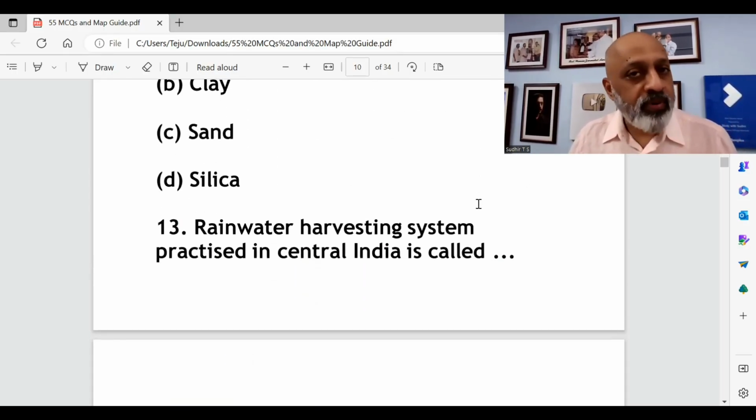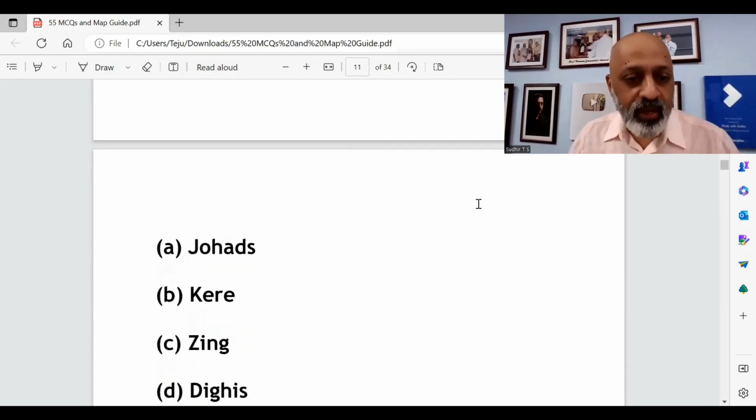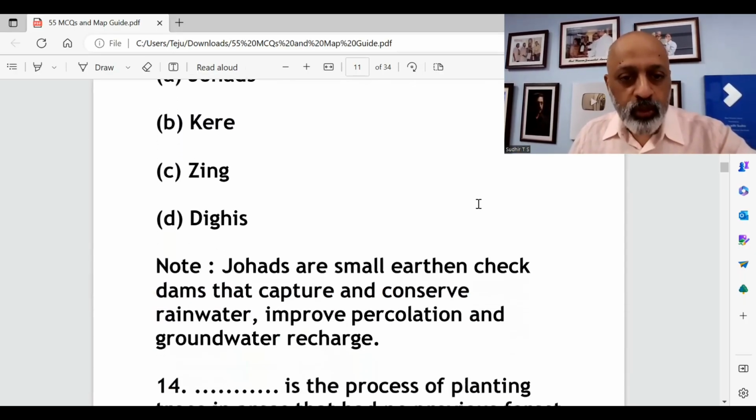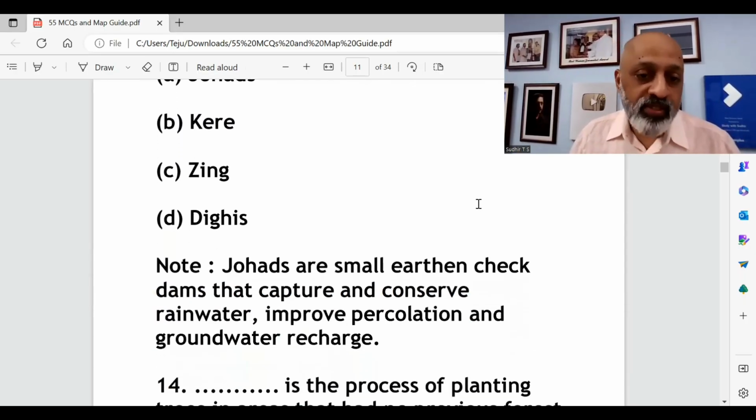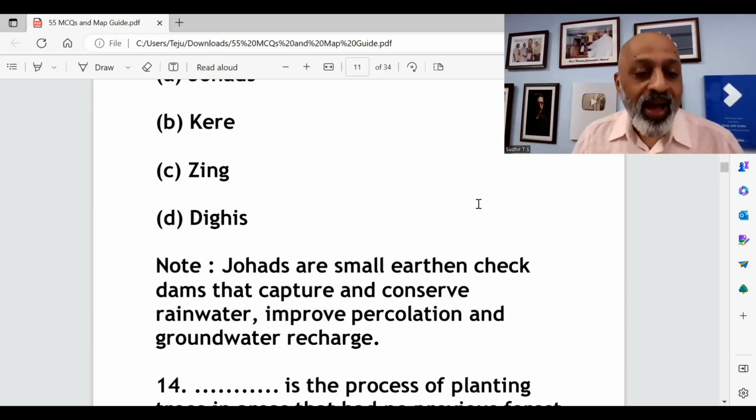Rainwater harvesting system practiced in central India is called joharts, kire, zinc or diggies. The correct answer is A, joharts. Joharts are small earthen check dams that capture and conserve rainwater, improve percolation. Percolation matlab seepage inside and groundwater, and as a result they end up recharging the groundwater.